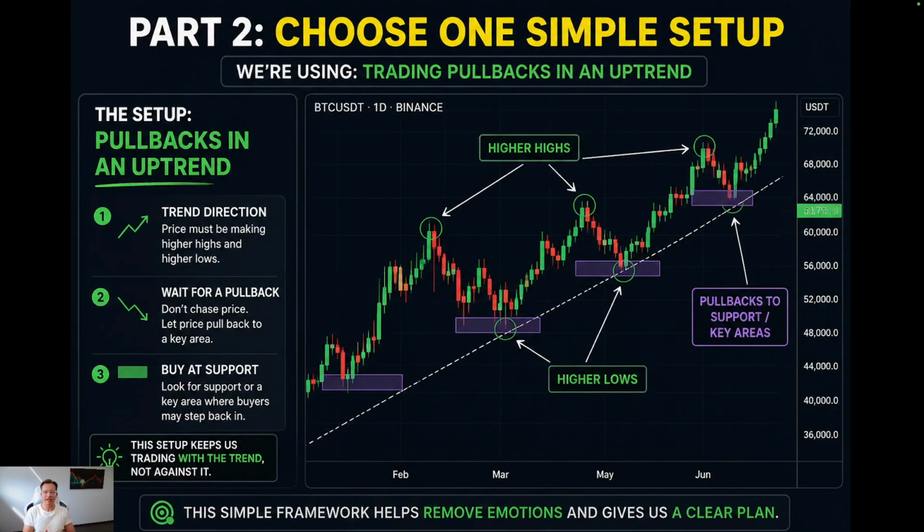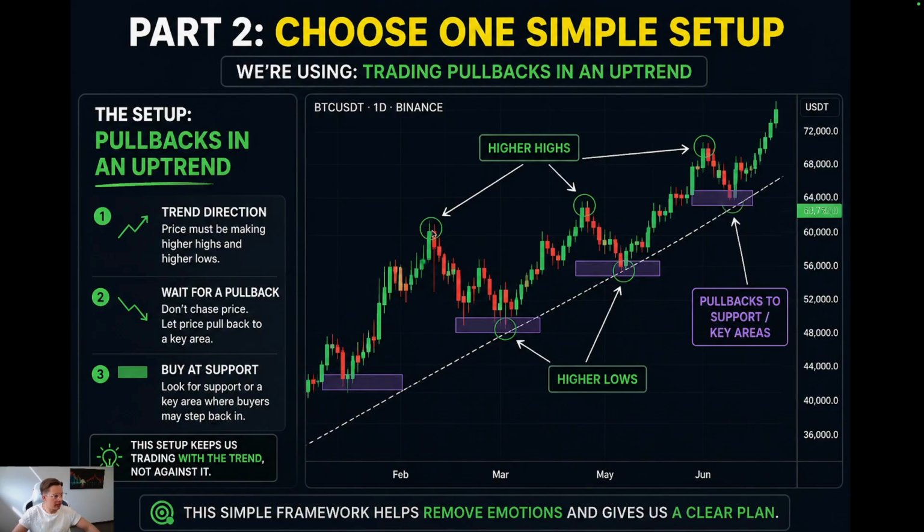So the first thing we need is a setup. A setup is simply the pattern we're looking for over and over again. For this example, we're going to use one of the simplest setups possible: trading pullbacks in an uptrend. The rules are very, very simple. Rule number 1, price must be making higher highs and higher lows. Number 2, wait for a pullback instead of chasing the price.